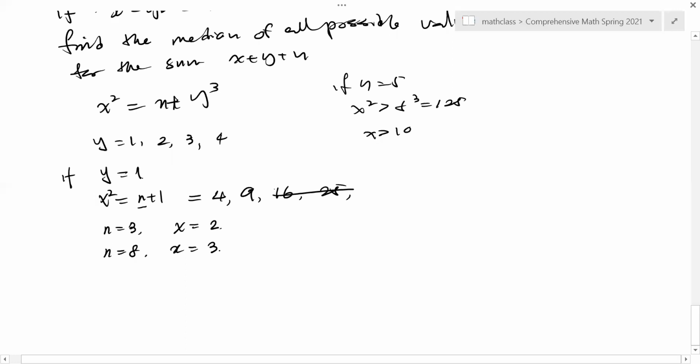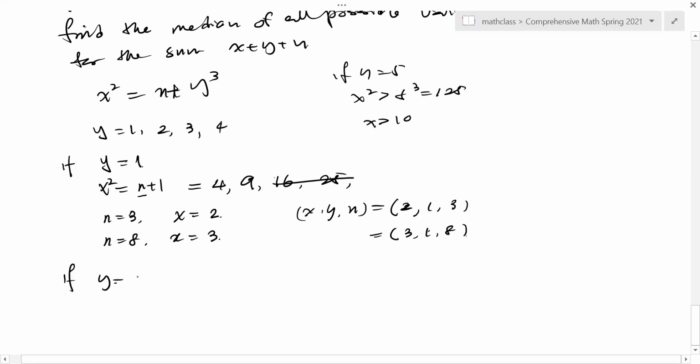Okay. So you get the first set of solutions. You get x, y, n: 2, 1, and 3. And you also get 3, 1, and 8.